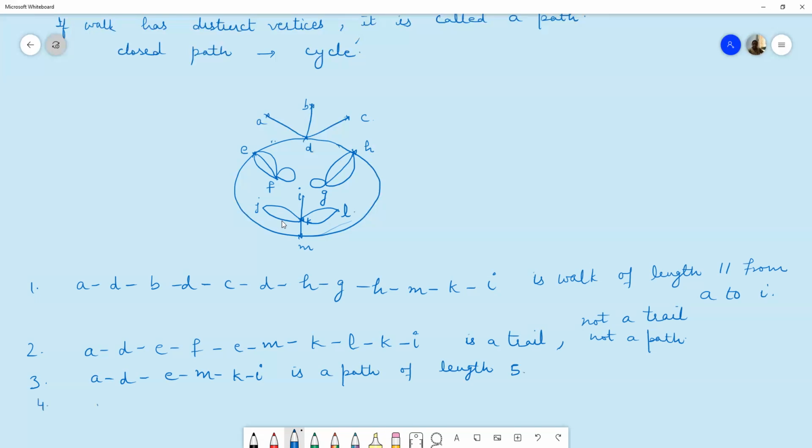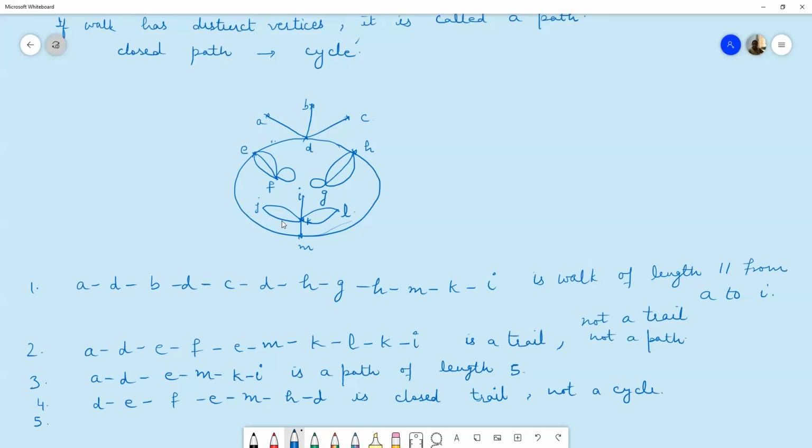Then further, if we take this D to E to F to E to M, H, D. Now this is a closed trail because it starts from D and ends at D. So this is a closed trail, but it is not a cycle because a cycle is basically a closed path, and this contains the vertex E twice, so it is not a path. So this is a closed trail, but not a cycle.